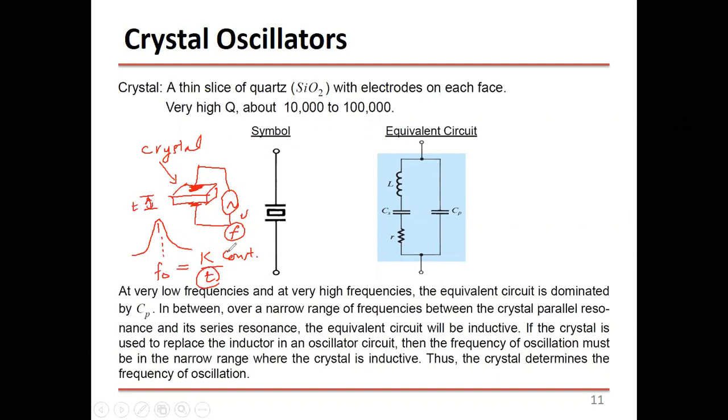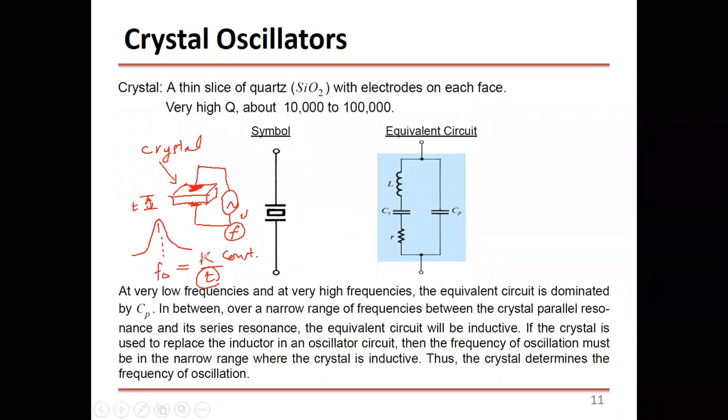And by the way, the crystal works in both directions. So if you apply a voltage, it will vibrate. And the other side works too. If you vibrate this crystal, it will generate a voltage. And this frequency is very precise. The frequency of oscillation here, the resonance frequency, is very precise.